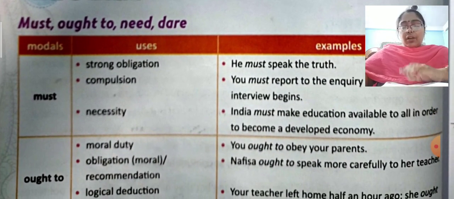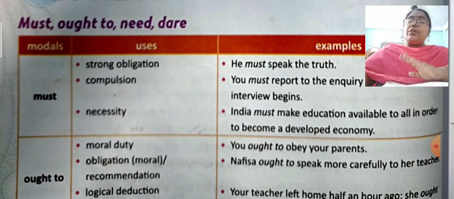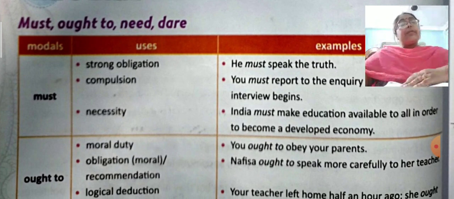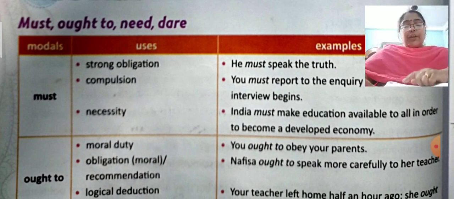Now we have got must, ought to and need and dare. Where do we use all these 4 modal verbs? Okay. Now where do we use must? When it is a strong obligation, he must speak the truth. A strong obligation there. Okay.